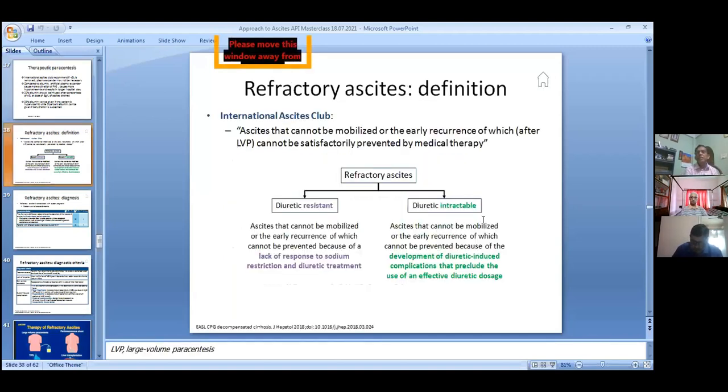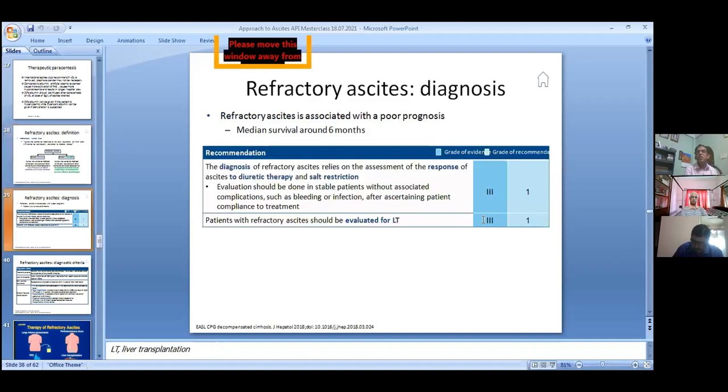Refractory ascites means that the patient is not responding to the highest dose of diuretic. It can be diuretic resistant or diuretic intractable. Diuretic resistant means that you have given the maximum dose, but there is lack of response to sodium restriction and the highest dose of diuretic therapy. And in diuretic intractable, there is development of diuretic induced complications, as I have described, that is electrolyte imbalance and other factors. Then you cannot give the maximum dose of diuretic. So that is called diuretic intractable ascites. And refractory ascites is associated with a poor prognosis. The median survival is only 6 months.